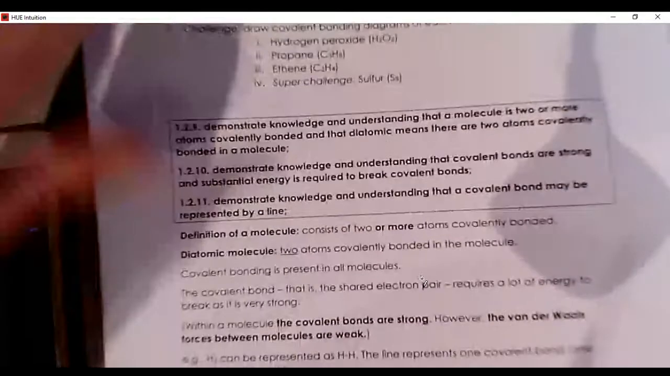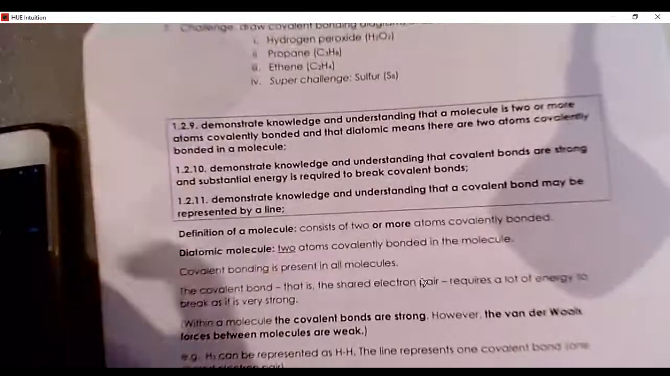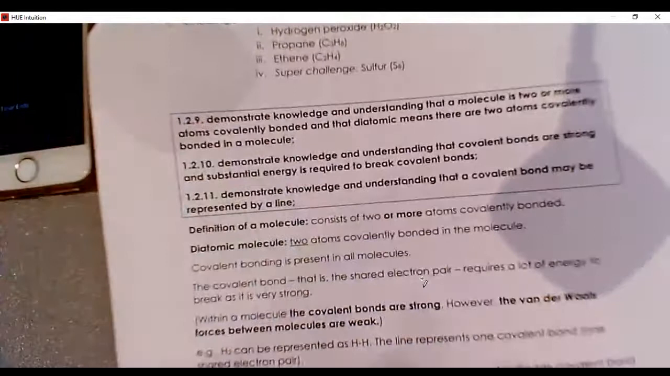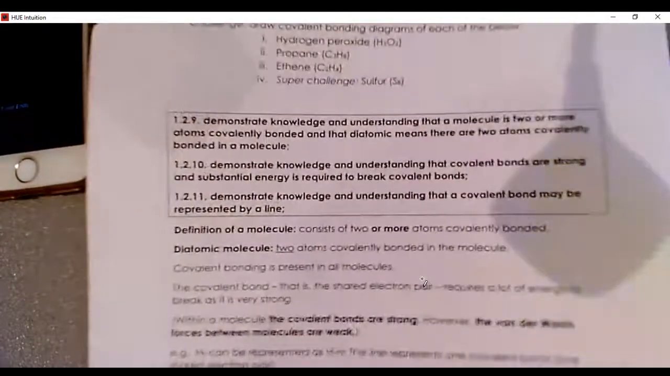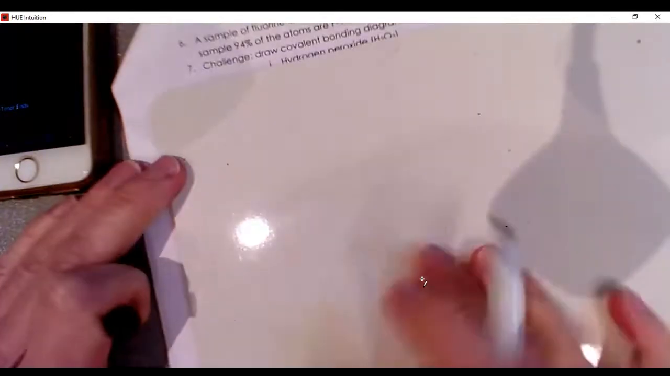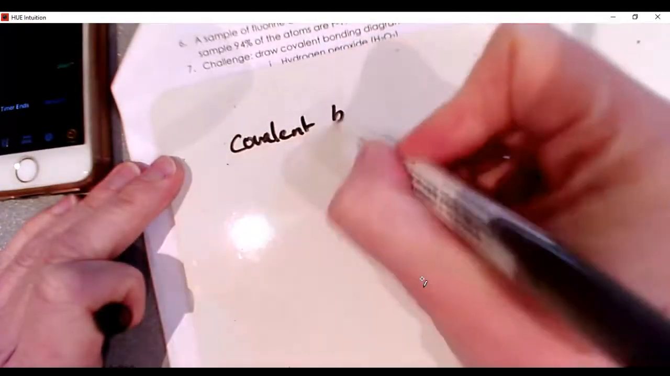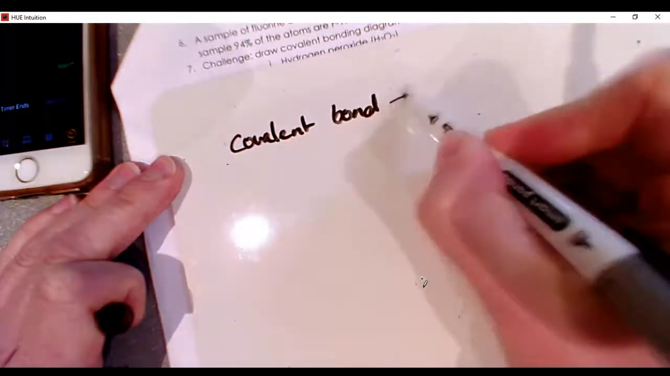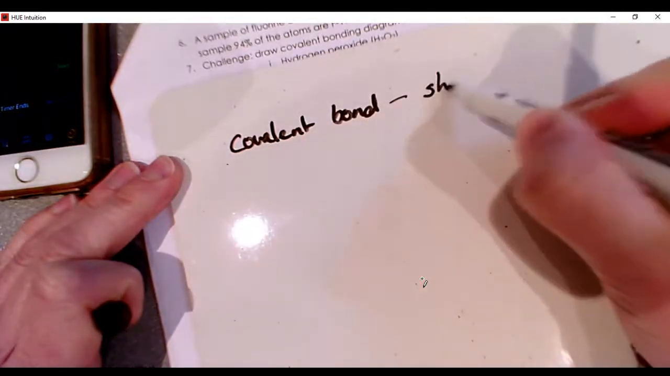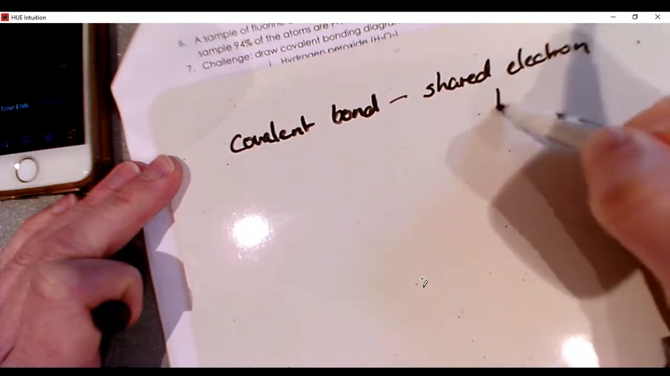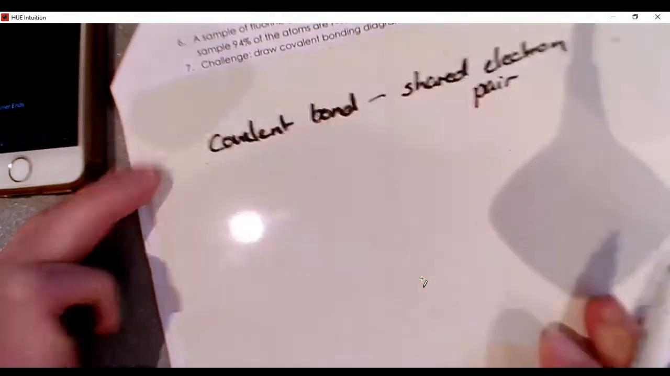Now, there's a few key things that you just need to bear in mind in terms of learning. If you were to put together a little revision summary, just be aware of the key terms that come up, and some of them came up in that video. There's a definition of a covalent bond, that is a shared electron pair or shared pair of electrons. That's what a covalent bond is.